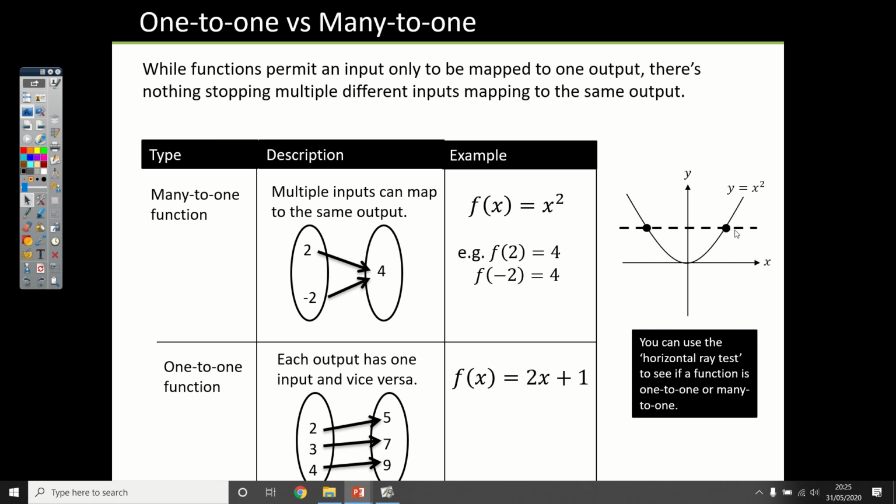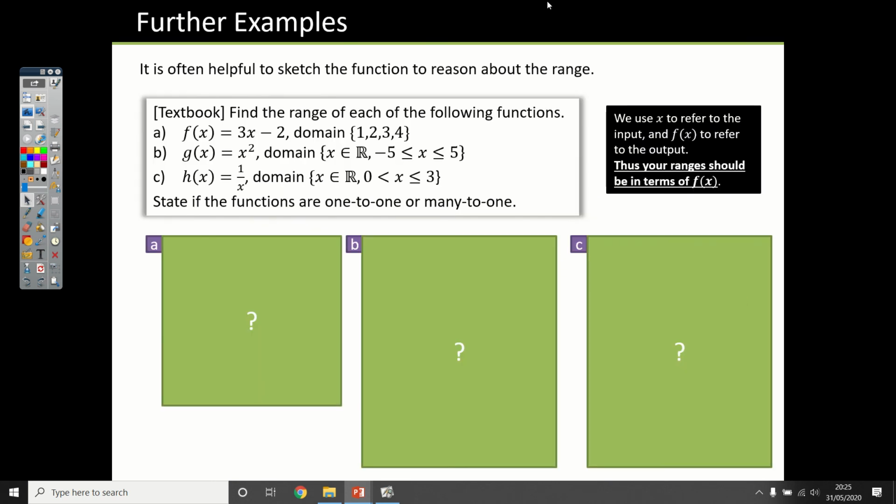So on this graph of x squared, this is many-to-one. If it only hits once, then it's one-to-one. Any linear graph, you can imagine a horizontal ray will only ever hit it once, not twice. Right, a further example, just to finish this off.